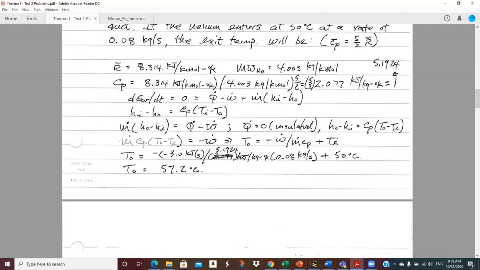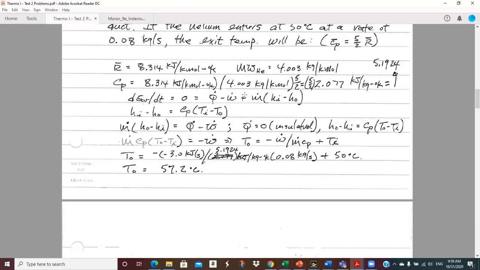The first time I left the 5 halves out, so I stuck in the 5 halves. 5 halves times the 2.077, which is just this division. It's got to be multiplied by 2.5, and the result for CP is 5.1924 kilojoules per kilogram per degree K. Okay. The first law says dE_CV/dt is 0 for steady state.